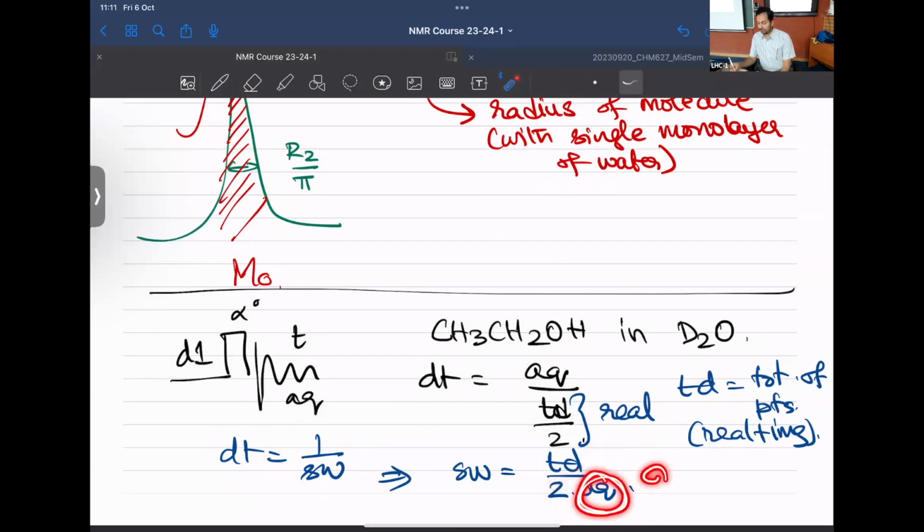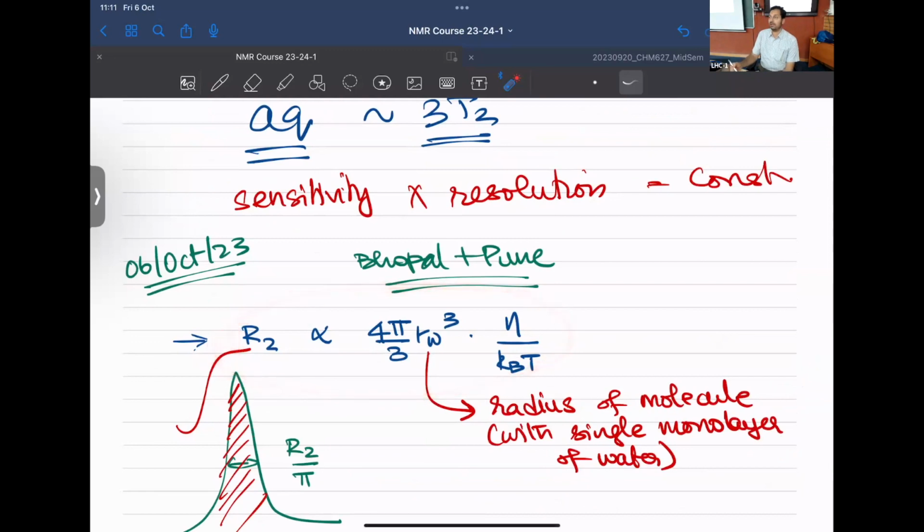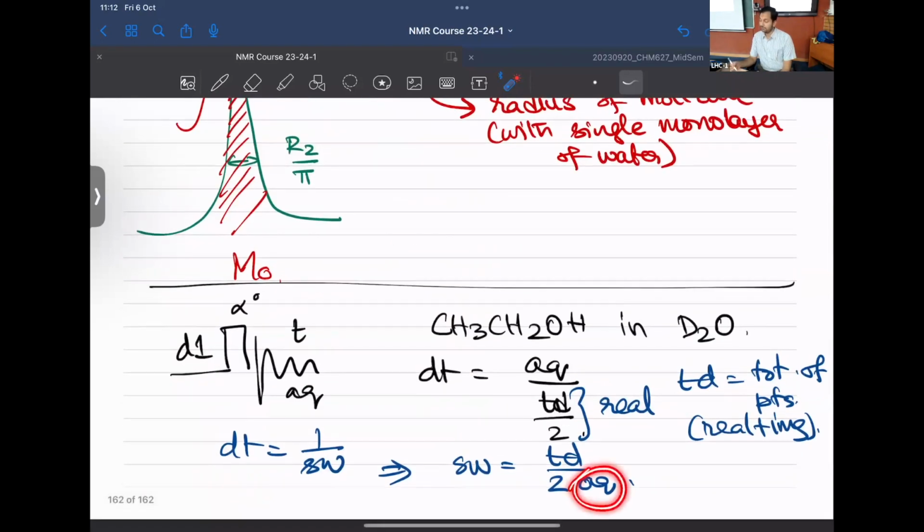And we were trying to say the acquisition time is more or less set as 3 times T2. And that's partly the reason why I started the discussion by trying to say, how does T2 or R2 change? As you increase the size of the molecule, the T2 reduces. If the T2 reduces, acquisition time reduces. If the acquisition time reduces, resolution reduces. So let's go back to the spectrum that we were trying to look at.